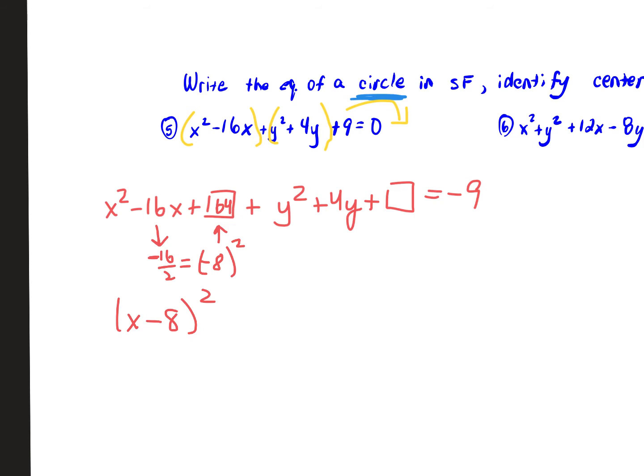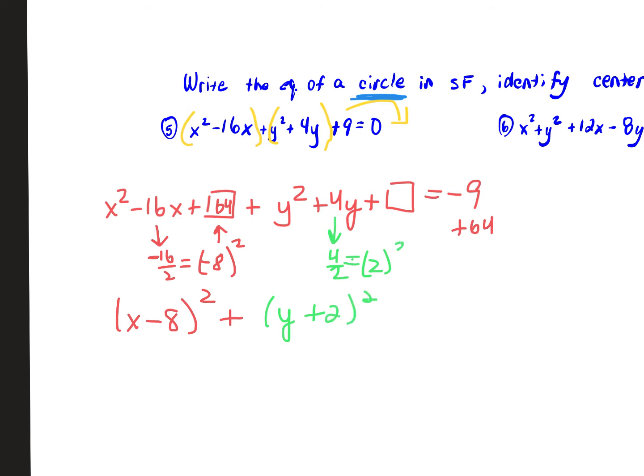Since we're adding 64 to the left, I'm going to add 64 over here on the right. Now I'm going to do the same thing. I'm going to take my b term of my y's, divide that by 2, and I get 2. So my parenthesis, my binomial, is going to be y plus 2 quantity squared.